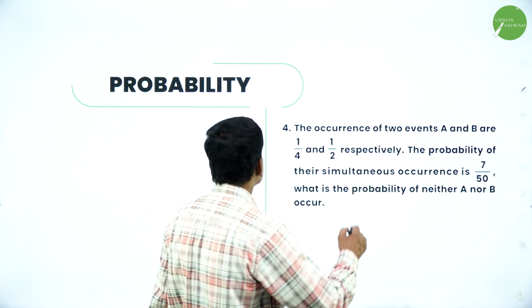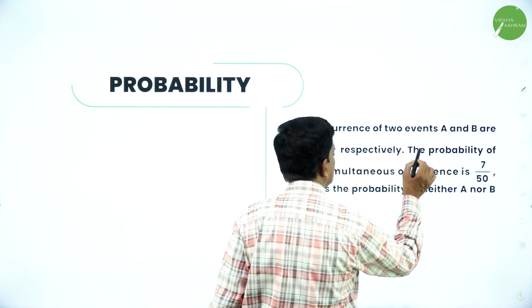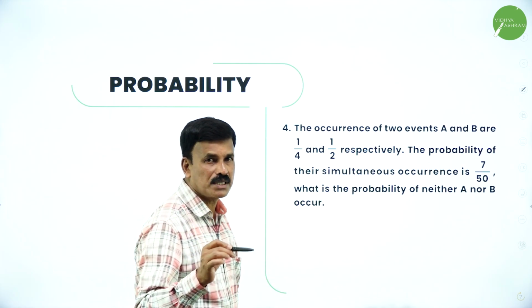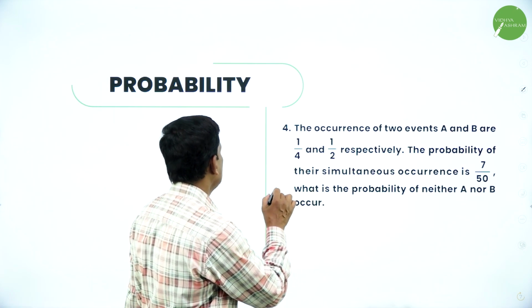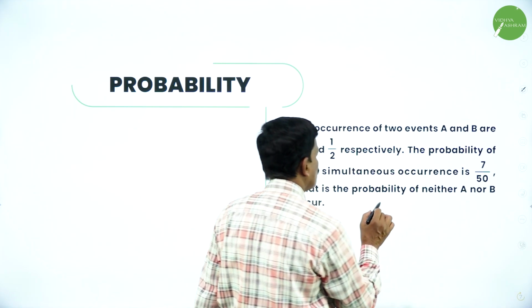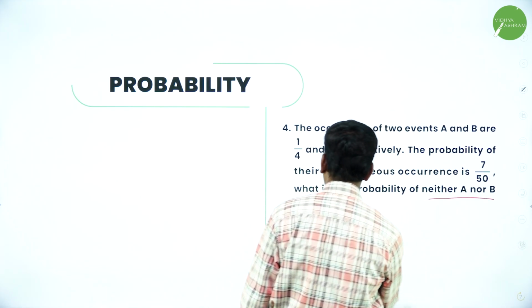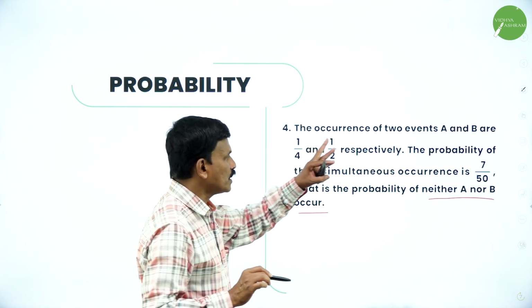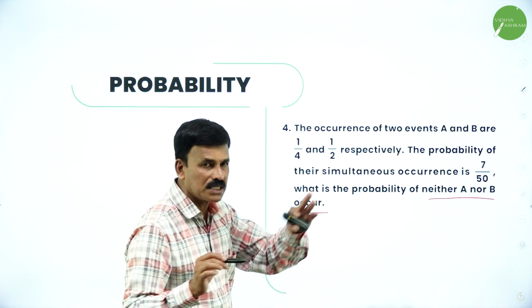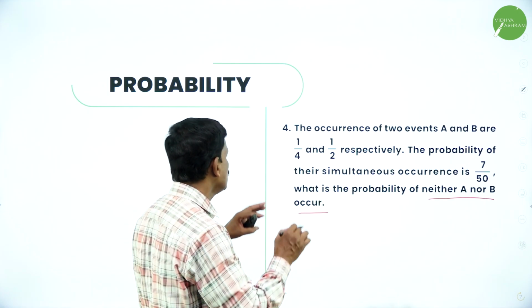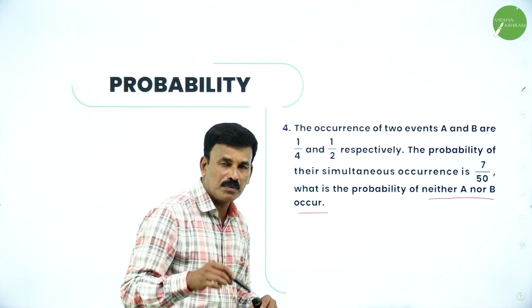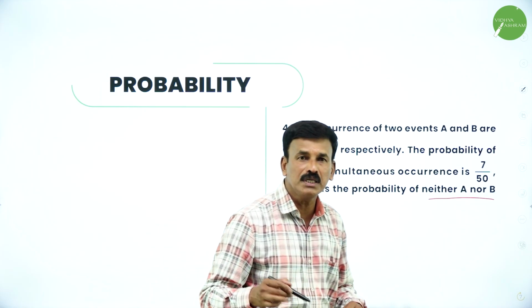The probabilities of the occurrence of two events A and B are 1/4 and 1/2 respectively. The probability of their simultaneous occurrence is 7/50. What is the probability that neither A nor B occurs? So here the occurrence of A is given, the occurrence of B is given, and the probability of their simultaneous occurrence is also given, that is 7/50. Then what is the probability that neither A nor B occurs? That is to be determined.